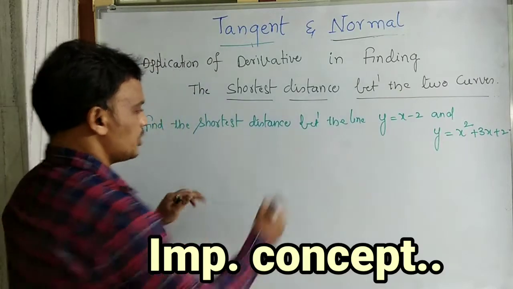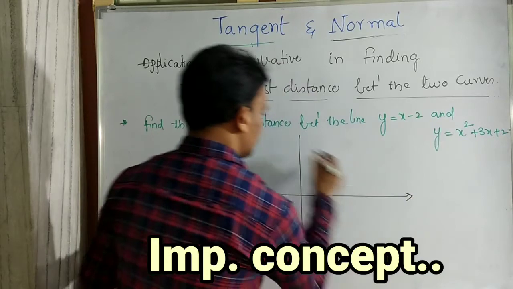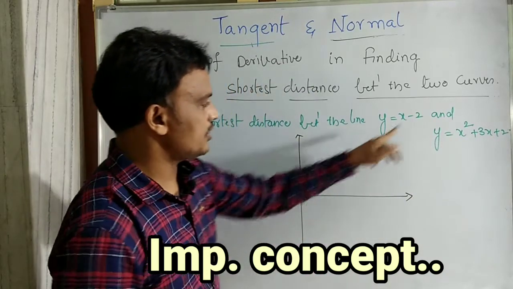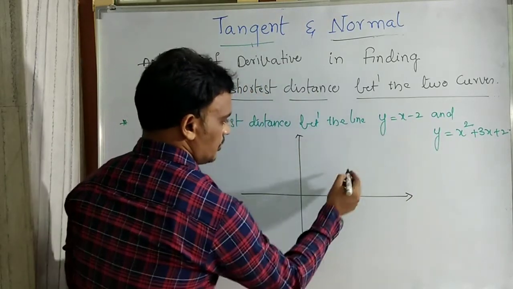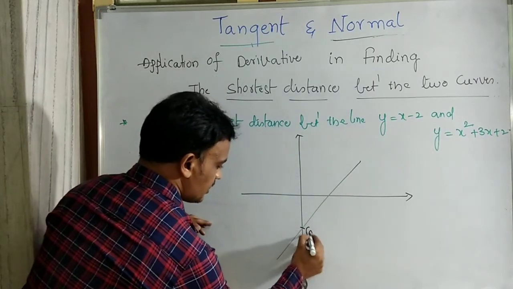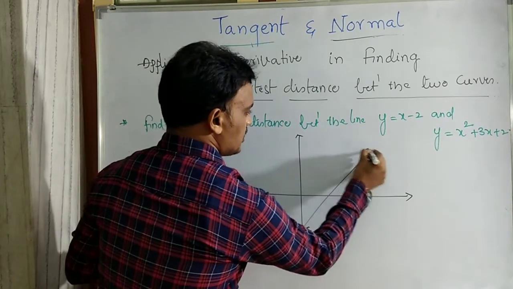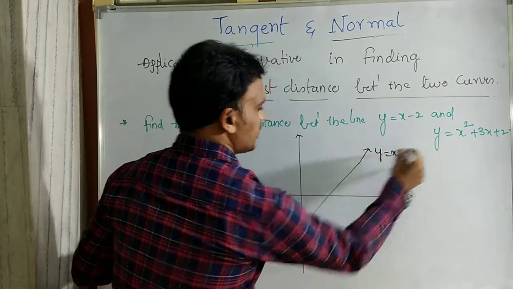So I am going to draw the graph. Now we are going to find the shortest distance. This is y equals x minus 2. The inclination is 1, and it intersects the y-axis at (0, minus 2). The y-intercept is minus 2. So this is the line y equals x minus 2.